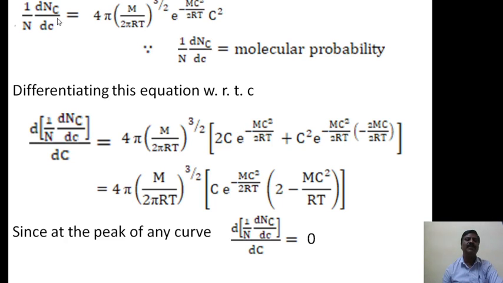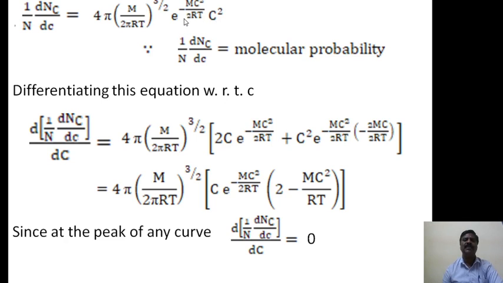The derivative of y means (1/N)(dN_c/dc), and d/dc of this equals the constant, 4π times (m divided by 2πRT) whole to the power of 3/2. It is taken as it is. Then open the square bracket. Now here two functions are there. For differentiation of two functions, the first function is kept as it is.